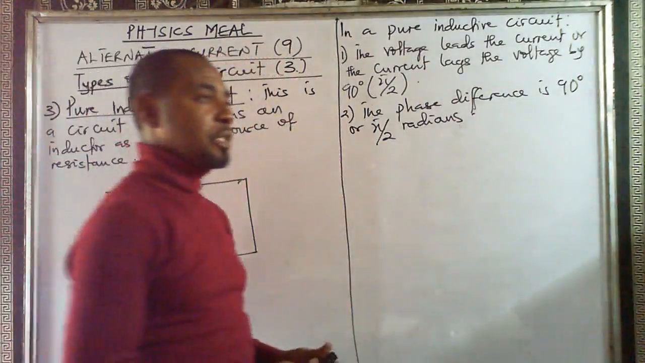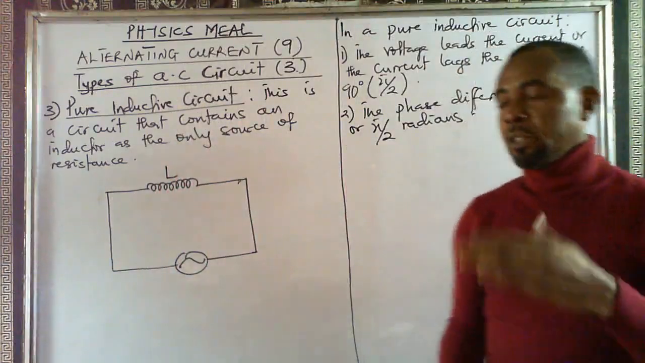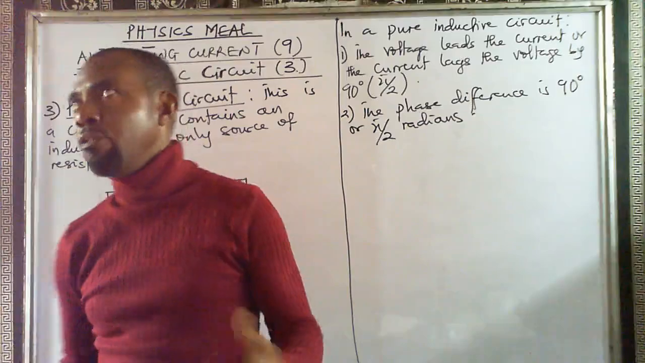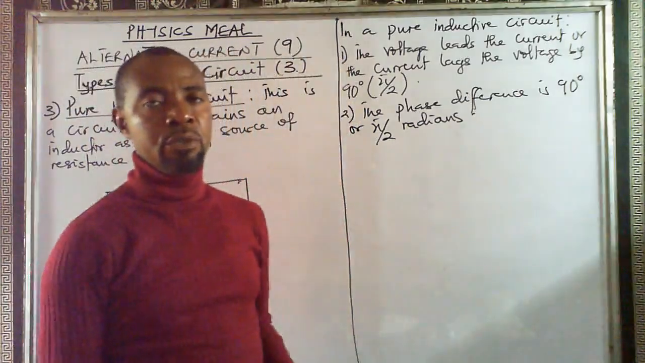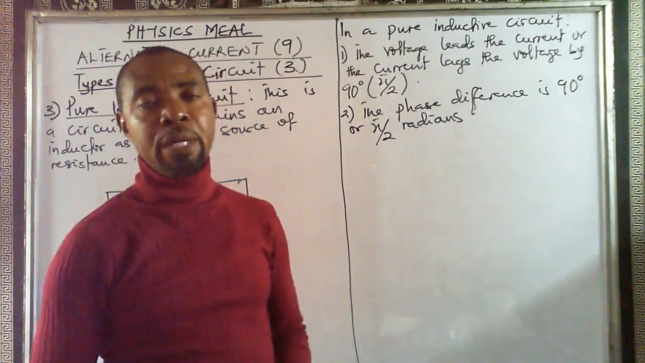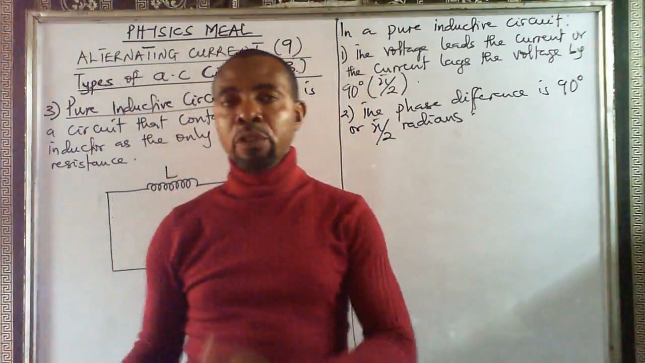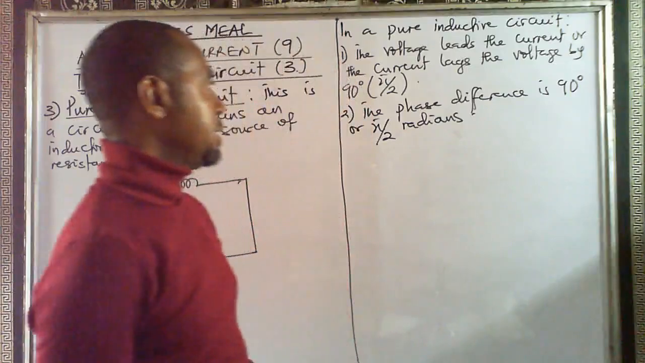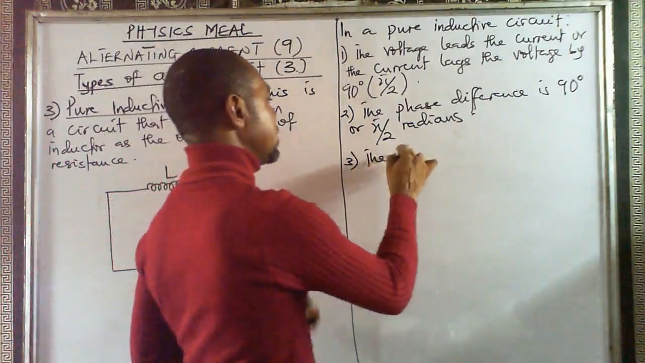That's the phase difference. So in a pure inductive circuit, the voltage leads. In a pure resistive circuit, the voltage and the current are in phase. In a pure capacitive circuit, the current leads the voltage by 90 degrees, or pi over 2. But in a pure inductive circuit, the voltage leads the current by 90 degrees.